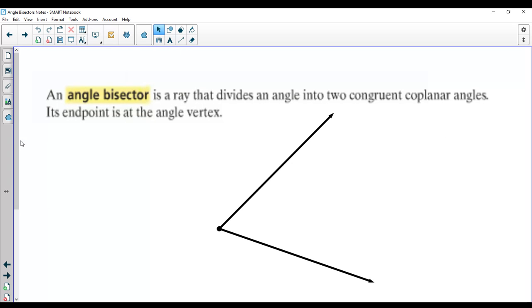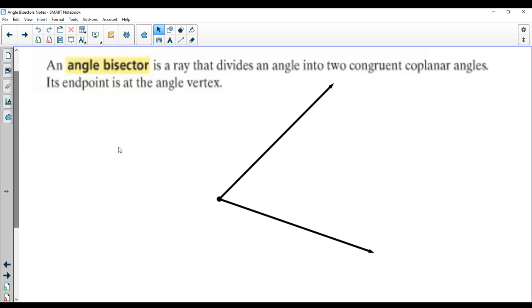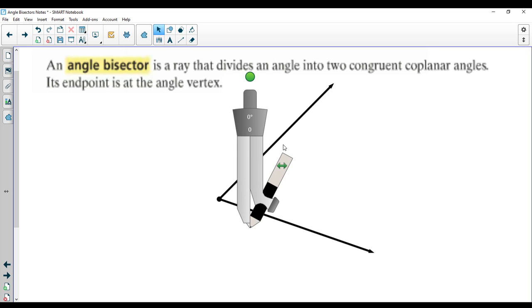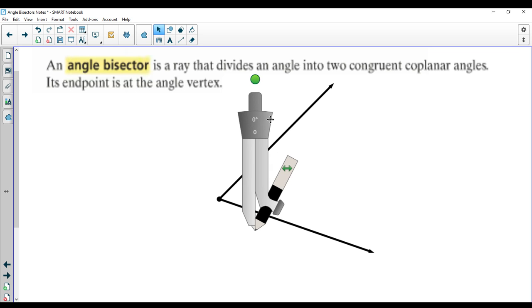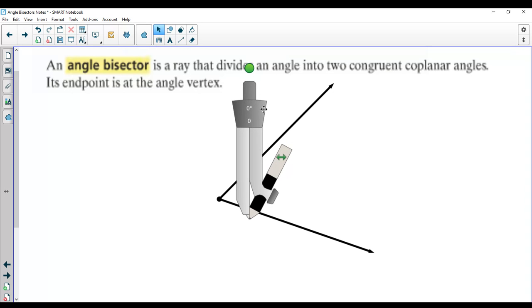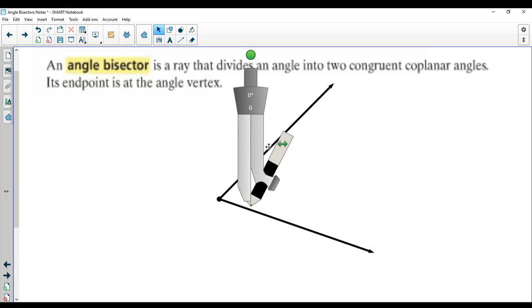So the one we're going to focus on today is an angle bisector. An angle bisector is a ray that divides an angle into two congruent coplanar angles. Its endpoint is at the angle vertex. Okay. Now what I'm going to do is, on this program I'm able to make a compass. Okay, and I'm going to demonstrate what we would do if we were in class on actually how to make an angle bisector, just because it's the only one we're going to work with today.